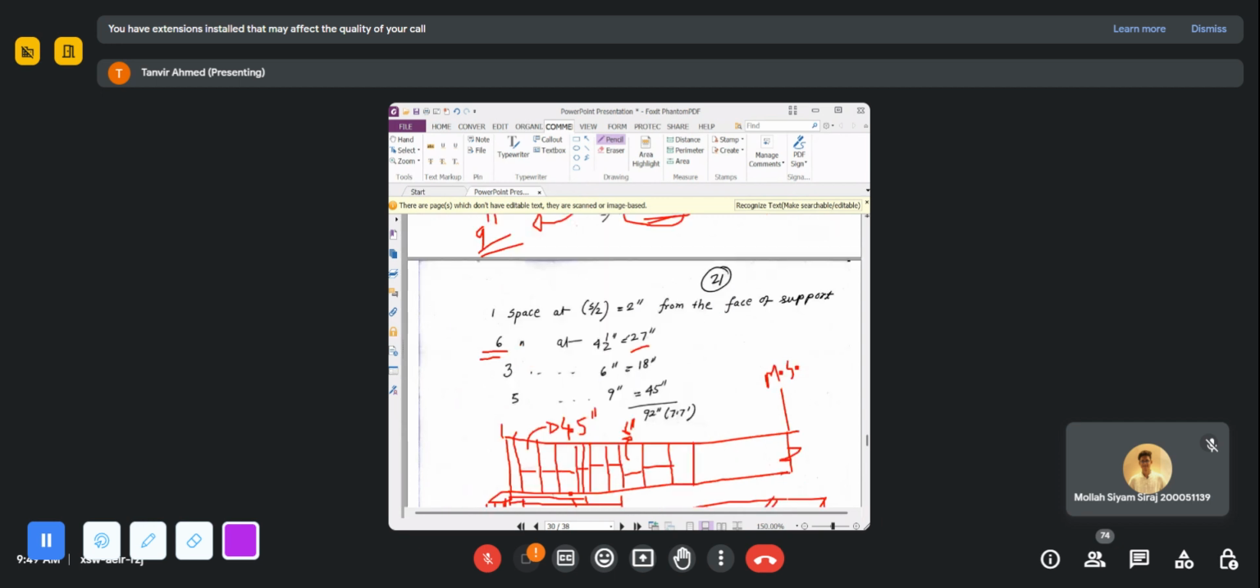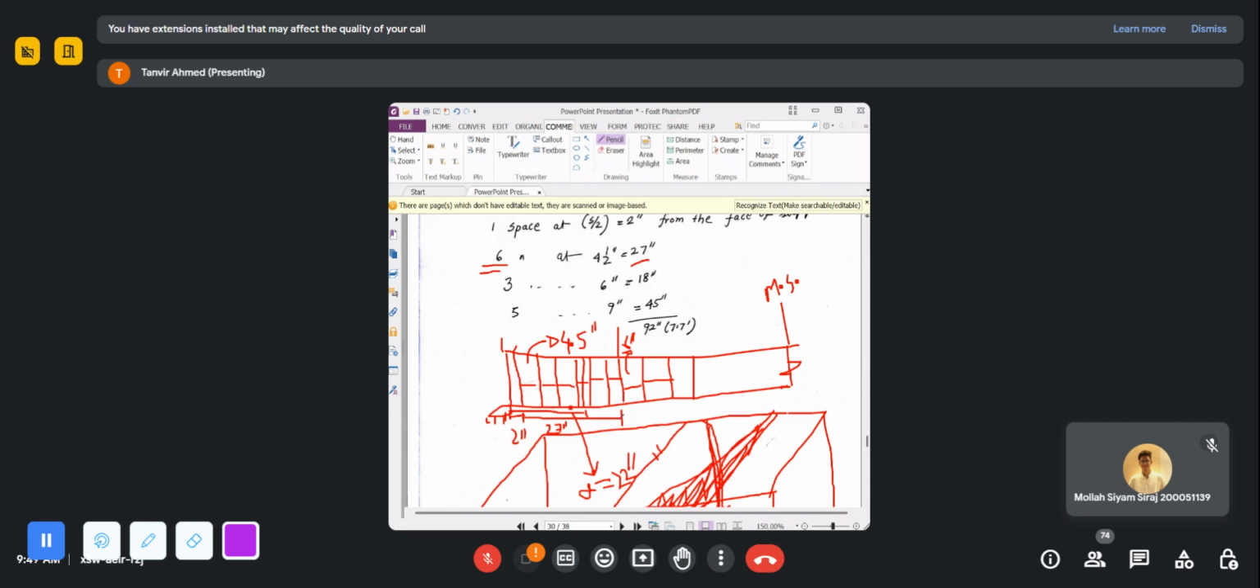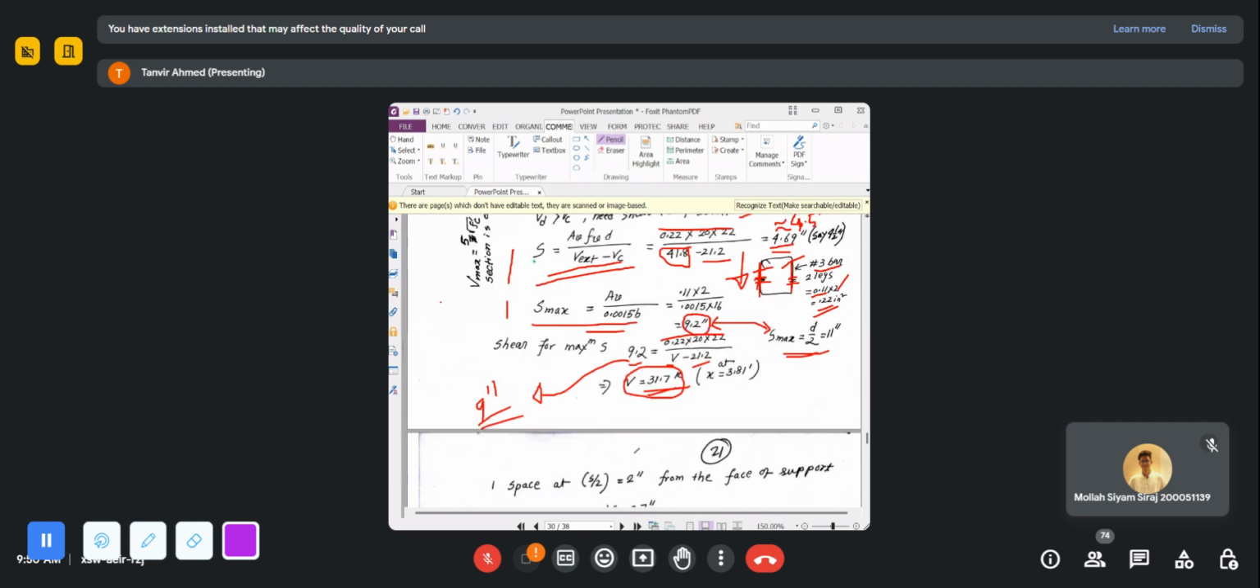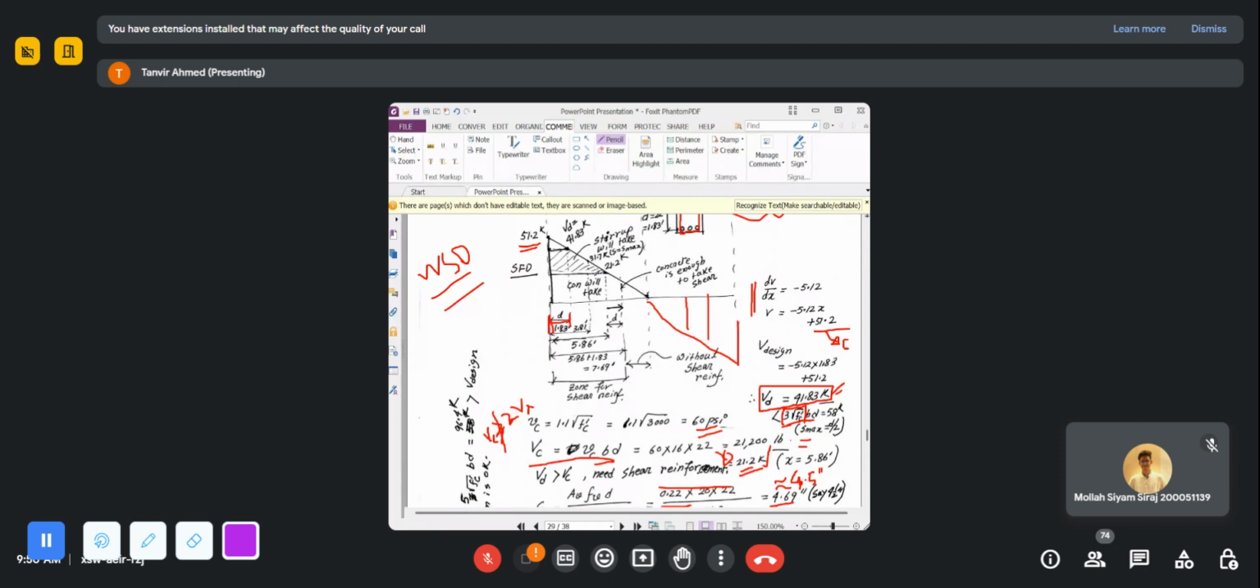After that you can reduce the spacing, and in that case what you have to do, you have to again calculate the shear force at this distance. That means suppose here 27 plus 2 is 29, right? 29 inch from the support, what is the value of shear force? From the shear force diagram you have to calculate the value of shear force. What is the value of shear force at a distance of 29 inch from the support?